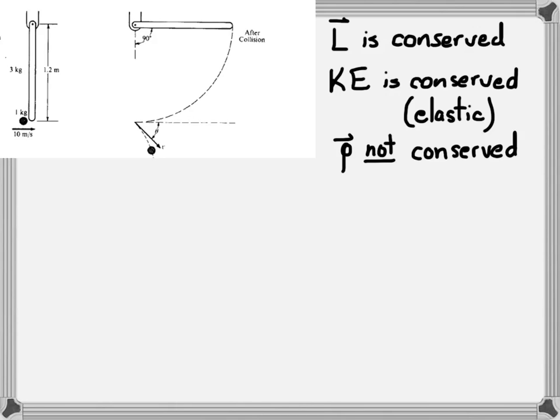Now, the reason that linear momentum is not conserved in this problem is that this ball, after the collision, has a vertical component of its velocity, which means that before the collision, something had to have a vertical component of its velocity over here in order for linear momentum to be conserved. But that's not the case here. We only have something traveling horizontally, which means that it's impossible for momentum to be conserved in this situation, at least linear momentum, excuse me.